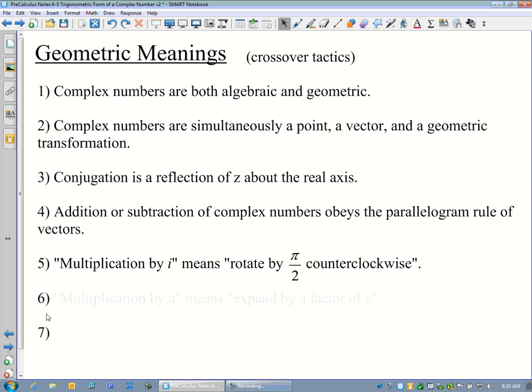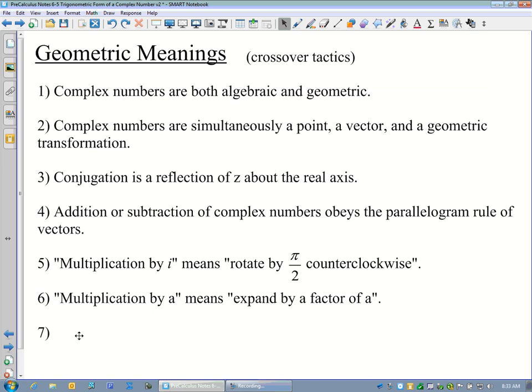Also remember that multiplication by a, being just a number, geometrically means you take that vector and expand it by a factor of a. It's the same idea as a scalar times a vector, because the complex numbers are vectors, so if we multiply it by just some scalar, then that's going to be expanding that vector by a factor of a. Multiply by 2, you double the length. Multiply by 3, you triple the length, etc.